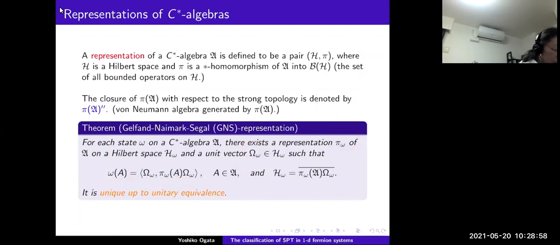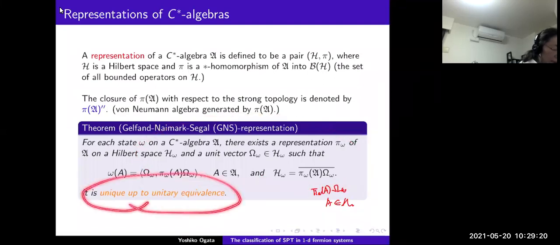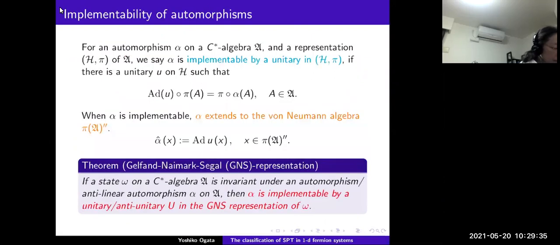And another thing is that vectors of this form are dense in the Hilbert space. In other words, this unit vector Ω is cyclic in the Hilbert space. And such a Hilbert space is unique up to unitary equivalence. So in our world, given a state, we can associate some Hilbert space representation of the C-star algebra uniquely. Another thing, in order to define our index, implementability of an automorphism in a representation becomes important.